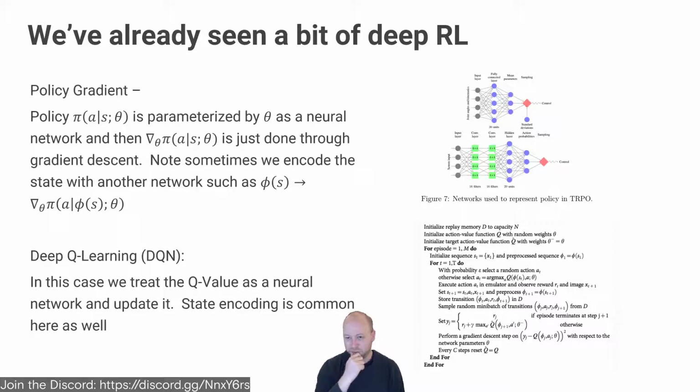Something I wanted to note here, on the top right image, we have an example of a policy gradient algorithm where we're taking in inputs from a robotic assemblage and then deciding how to control and how to update that assemblage. And this is actually from the TRPO paper, the Trust Region Policy Optimization paper.